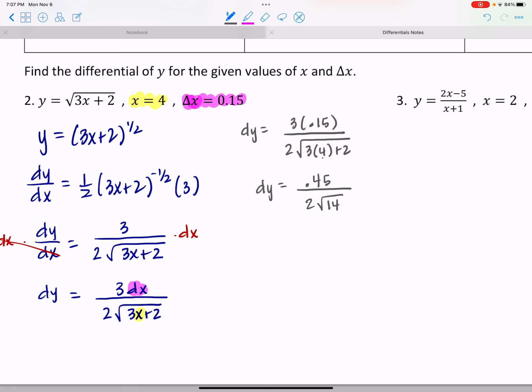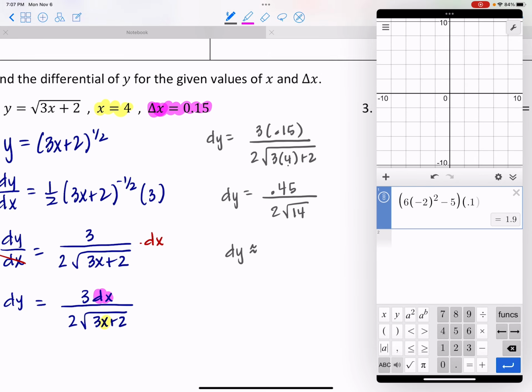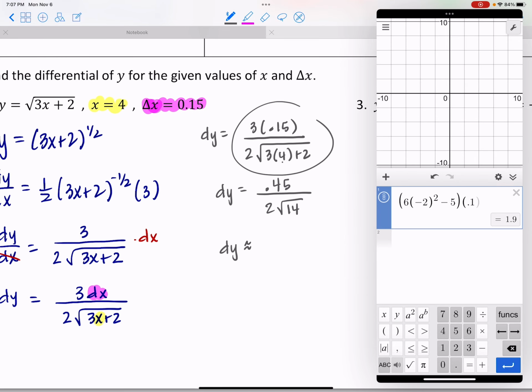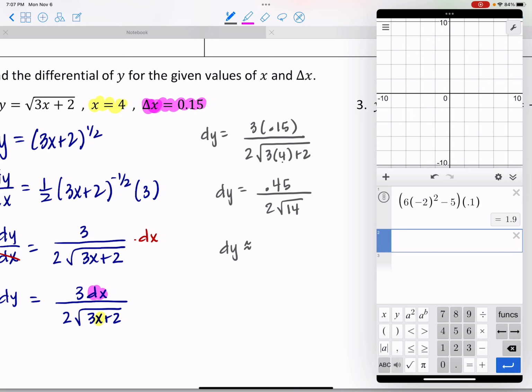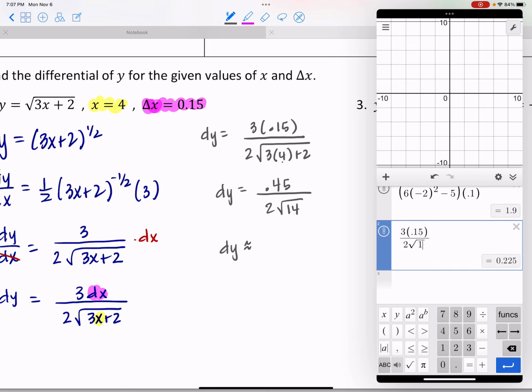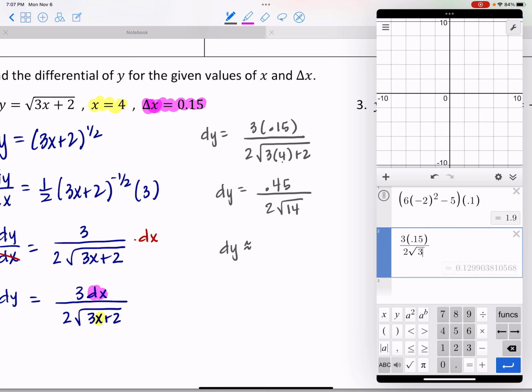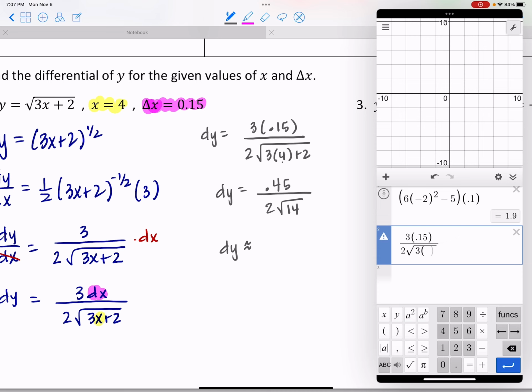and we may as well just approximate this, which is what you're going to be asked to do when you get to your homework assignment. So maybe we go straight to the calculator from this step and avoid the possibility of making an error there. So 3 times 0.15 in the numerator divided by 2 and radical 14 in the denominator. Oh, let me just type in the original. Again, this is my insecurity here, but just in case I made a silly mistake.